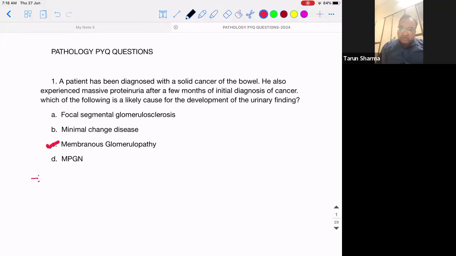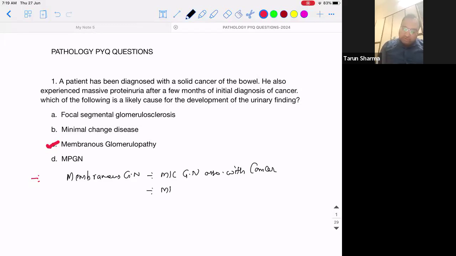The question is basically about the concept that membranous glomerulonephritis is the most common glomerulonephritis or nephrotic syndrome that is associated with cancers. This is a very important thing. You all have to remember which type of nephrotic syndrome is most commonly associated with cancers like breast carcinoma, lung carcinoma, or any other type of carcinoma. The answer would be membranous.